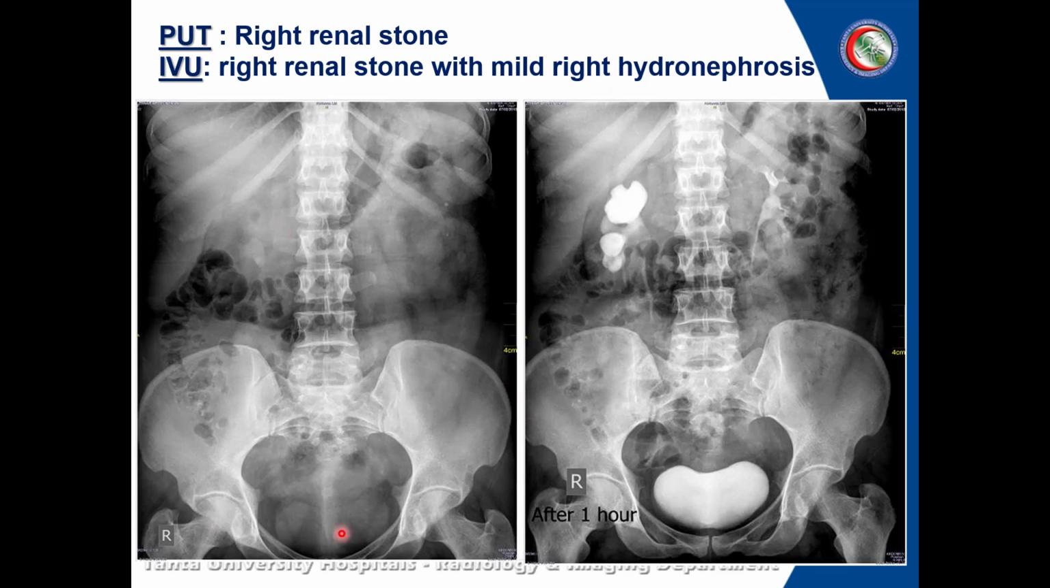This is a picture of PUT with IVU, imaged after injection of IV contrast media into the patient. In PUT, there is a faint stone in the region of the right kidney, a right renal stone, and after 1 hour with injection of IV contrast media, there is a filling defect in the region of the right kidney, the right renal stone, with mild dilatation of the pelvicalyceal system, or mild right hydronephrosis. So in IVU it is a right renal stone with mild right hydronephrosis.